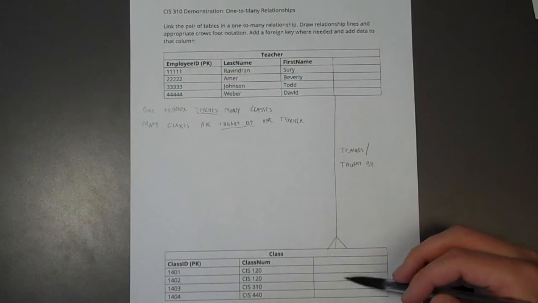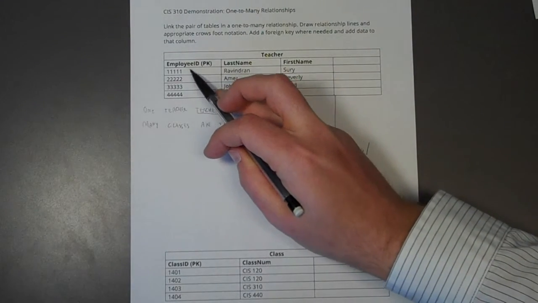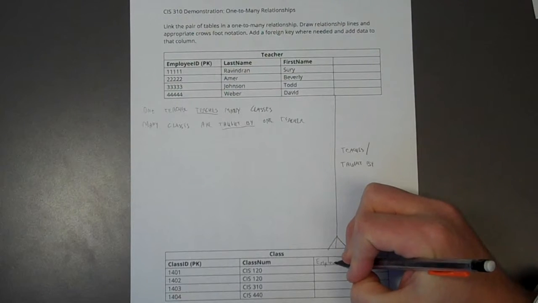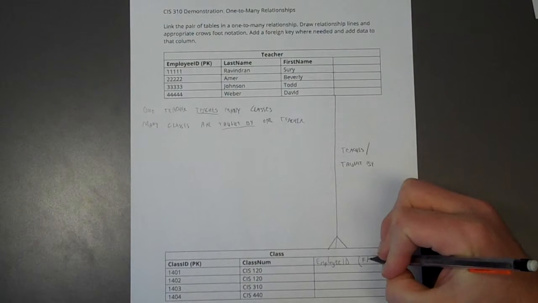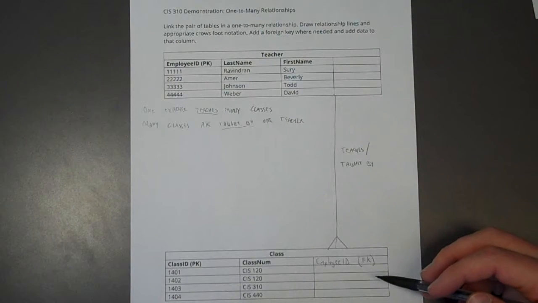Therefore, I know that I need to put a foreign key into the class table, and that foreign key is going to be the primary key of this table, or my employee ID field. So let's put that here, and denote here that it is a foreign key. And so this field now requires some data to show that these relationships exist.